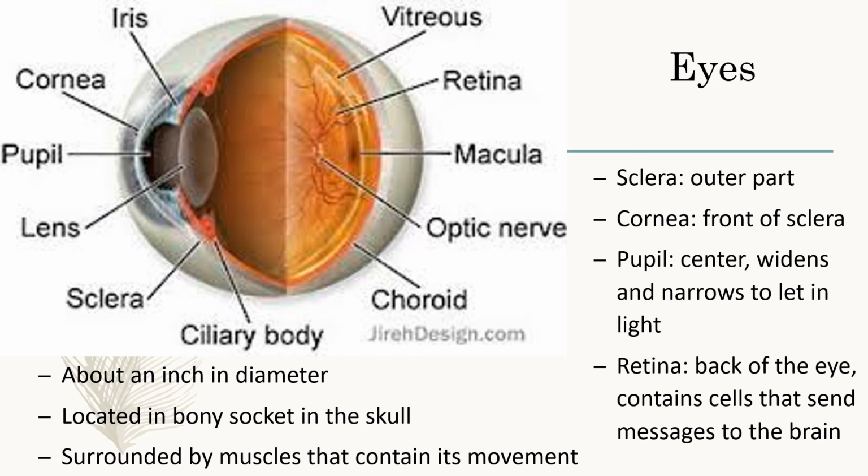The retina is at the back of the eye. It contains cells that send messages to the brain. The whole eye itself is about an inch wide in diameter. It's located in a bony socket in the skull, and it's surrounded by muscles that control its movement, and they help pull it around for you to see different things.